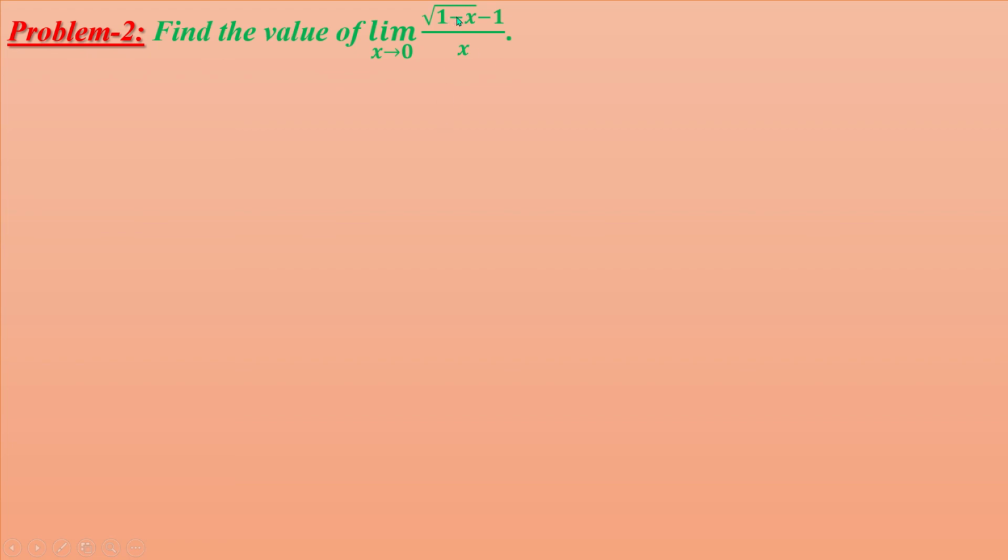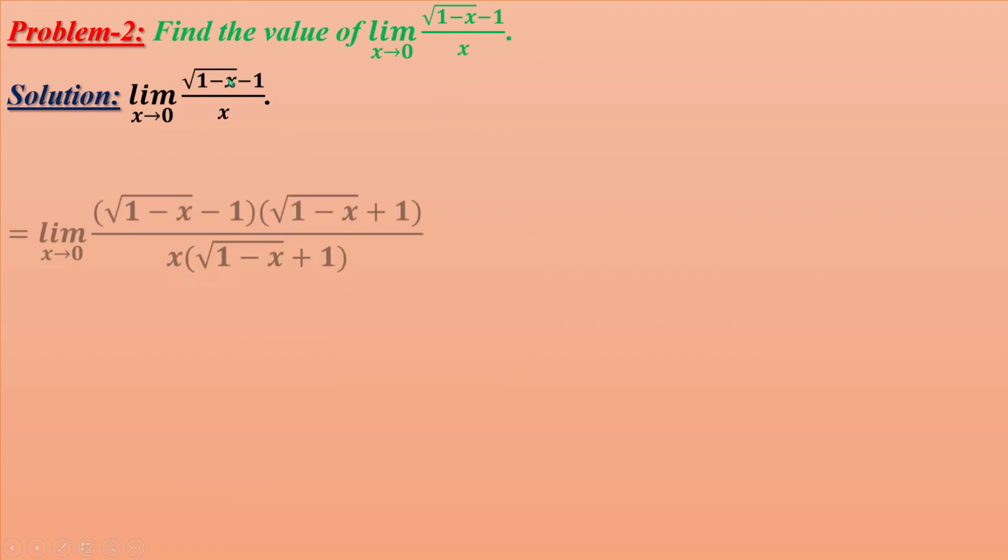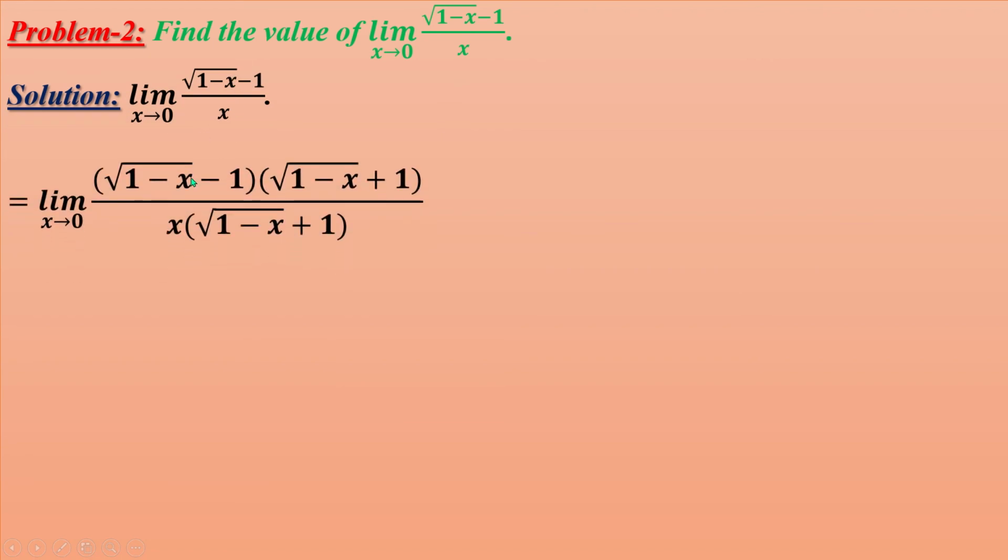When a square root is given, then we have to multiply by the same expression, but with the sign changed. Here given square root of 1 minus x minus 1, but we have to use plus 1 here. This part is the same, but here it will be plus.